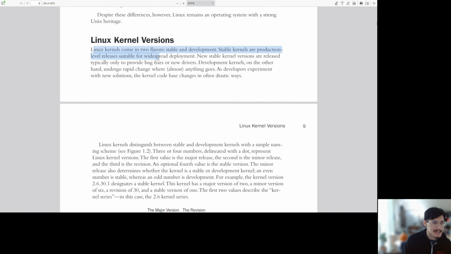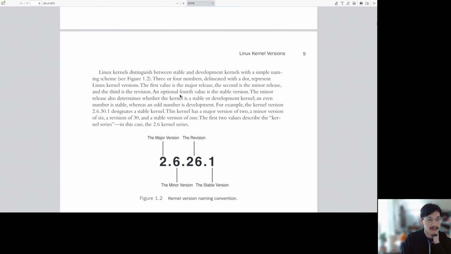Linux kernel versions. Linux comes in two flavors, stable and development. Stable kernels are production-level releases suitable for widespread deployment. New stable kernel versions are released typically only to provide bug fixes or new drivers. Development kernels, on the other hand, undergo rapid change where almost anything goes. As developers experiment with new solutions, the kernel code base changes often in drastic ways.